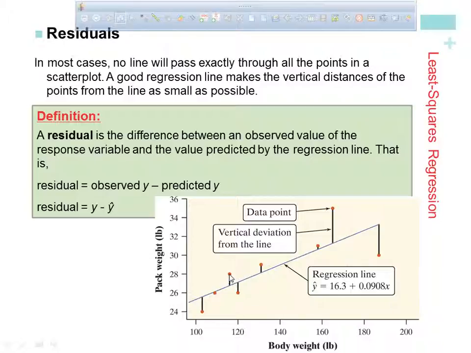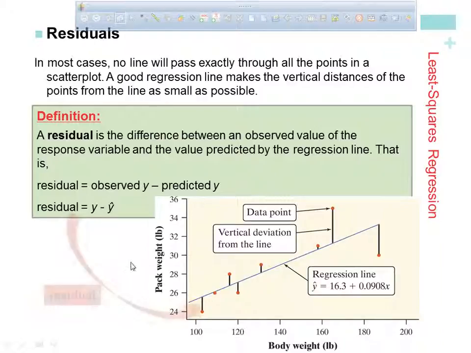If that point is below the line, you're subtracting a bigger number from a smaller number, so in that case the residual would be negative. So residuals above the regression line are positive and residuals below the regression line are negative. Understand that? And it turns out those residuals are used to calculate exactly where the regression line goes. Can I move on to the next slide?